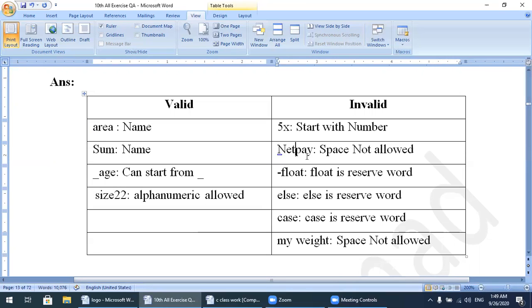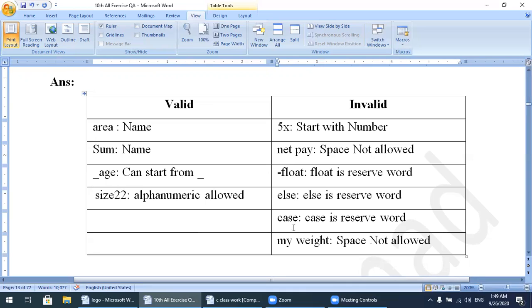But if I remove the space, what happens? If I remove the space, this is known as an invalid variable name. Next one is minus float. Why is this one incorrect? It is also starting with the underscore. In the book they showed the underscore, but they put a hyphen symbol. Although that one is incorrect, float is also a reserved word. Keep in mind we cannot use a reserved word as a variable name.